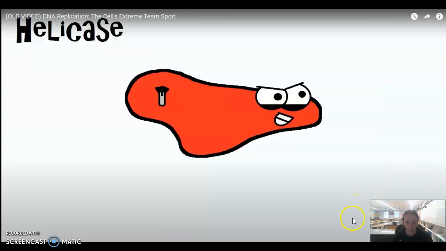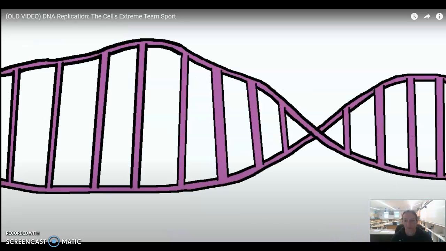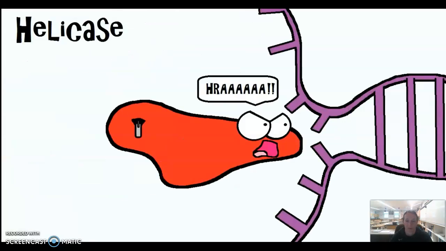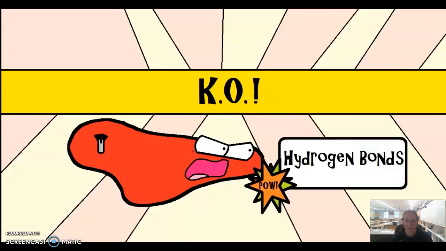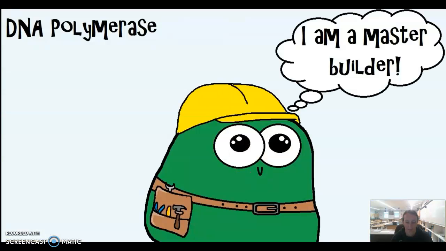First, helicase. This is the unzipping enzyme. If you recall that DNA has 2 strands, you can think of helicase as unzipping the 2 strands of DNA. Helicase doesn't have a hard time doing that. DNA polymerase, the builder. This enzyme replicates DNA molecules to actually build a new strand of DNA.